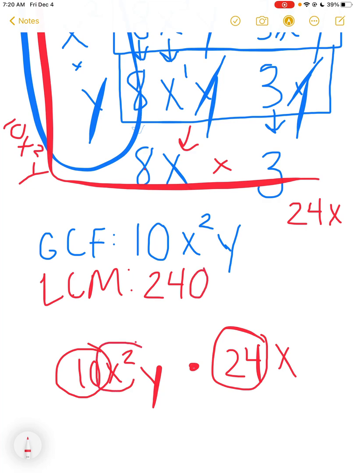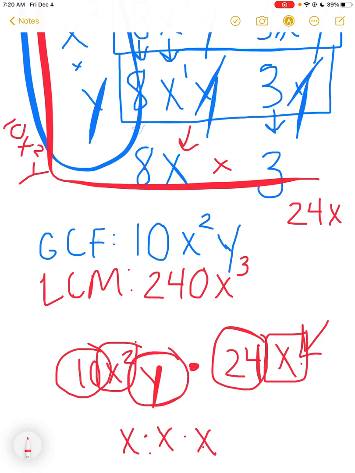Now I see some x's. I have x to the second and x. If I have x to the second right there, and I need to multiply it by one more x, how many x's do we have now? 3. So we can abbreviate that by saying x to the third. And then how many y's do I have? Just one. So that y just gets tacked on the end like this. 240 x to the third times y.